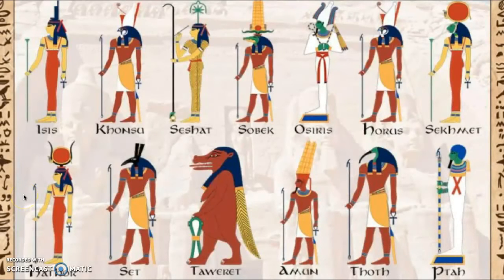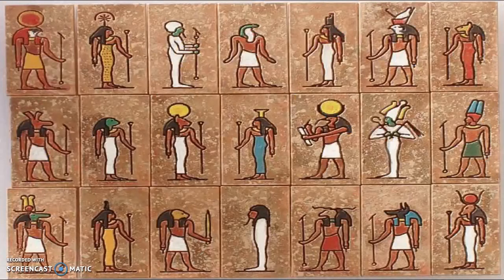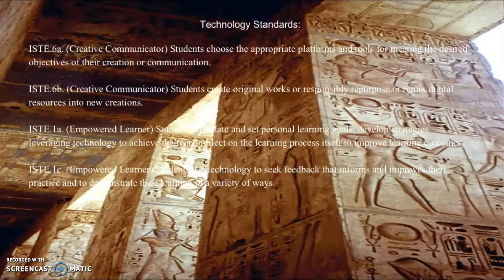Students will learn about ancient Egyptian gods and goddesses. Students will learn how the ancient Egyptian gods and goddesses frequently had half human and half animal bodies, and why. This unit incorporates technology standards as each of the 15 lessons has students working with technology to complete assignments.